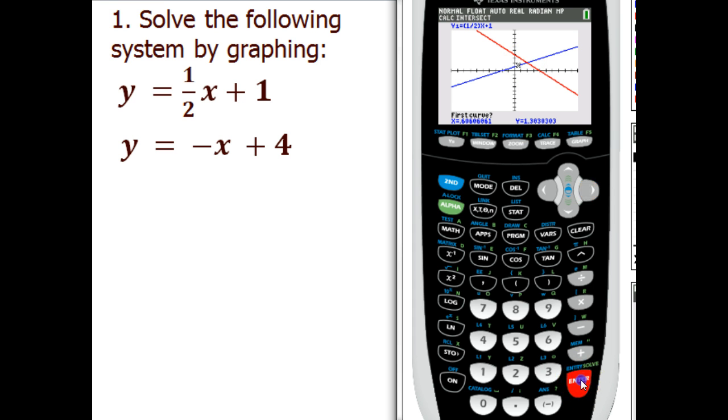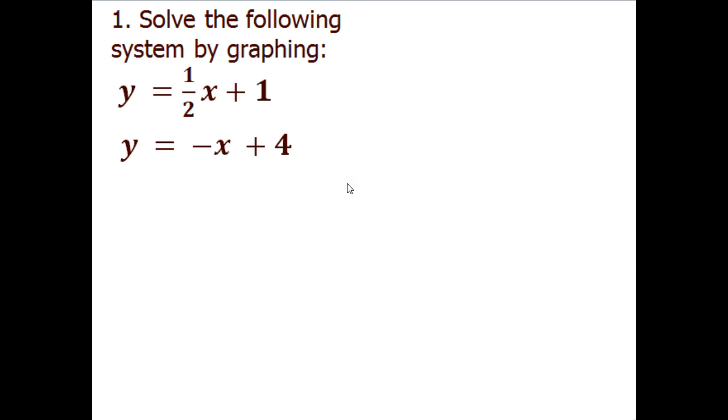So then just hit enter. It will automatically jump to the second one, which is the one in red. Hit enter again, that's your second, then it'll ask if you want it to guess, and you do, so you hit enter one more time. It tells you that the intersection on this one is 2, the x value is 2 and the y value is 2.